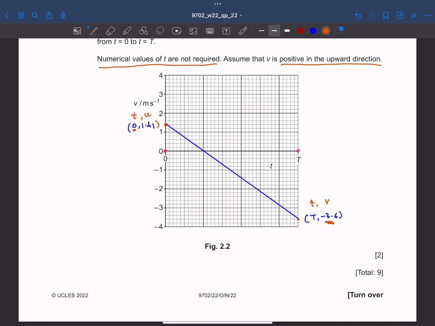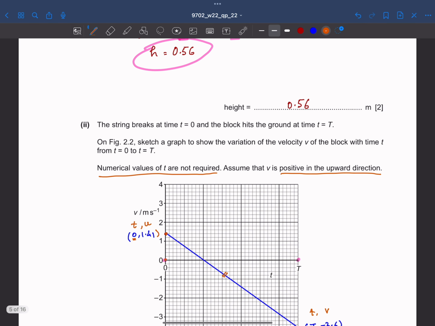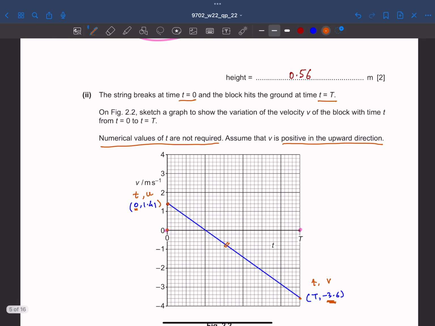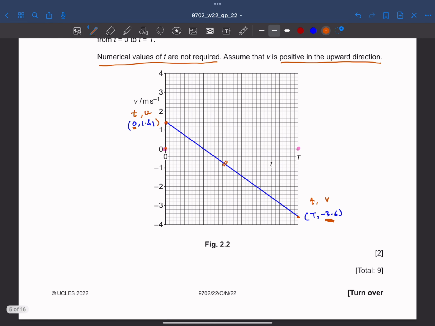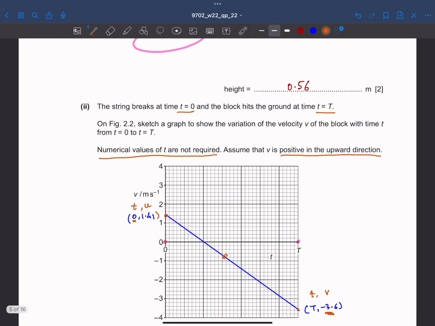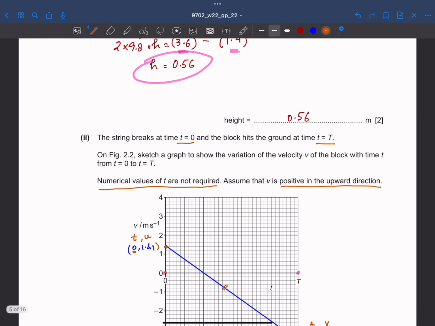So the simple thing is that you can recall that the slope of a v-t graph is nothing but acceleration. The acceleration is always constant, and they are mentioning here that the string breaks at time t is equal to 0, and the block hits the ground at time t is equal to capital T. So you need to simply draw a straight line. Actually it's not required, but just to give you an idea that the slope of the graph is the acceleration of the body. So this is what we have as far as this part of this question is concerned.